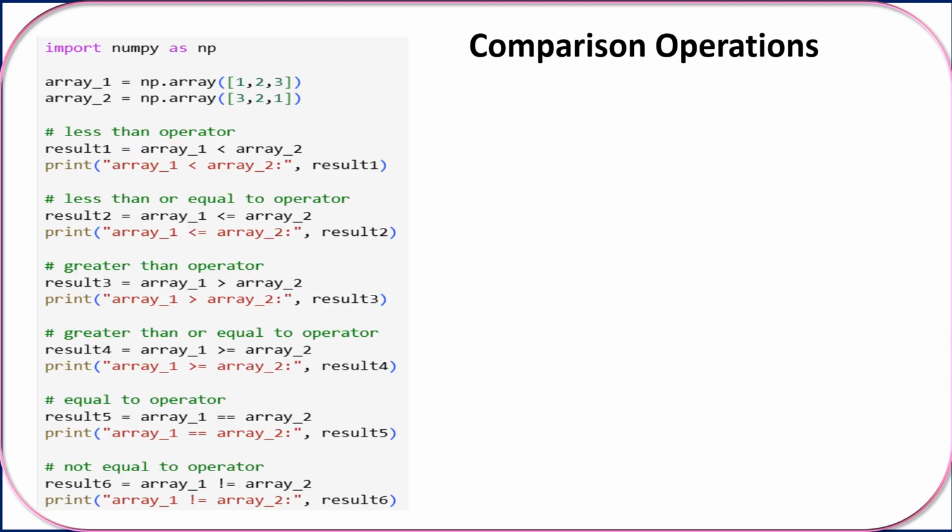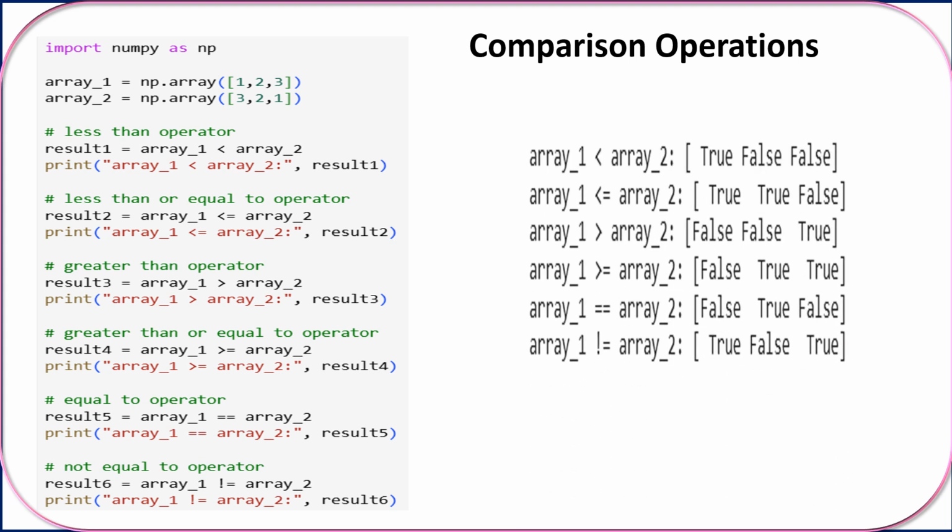So first, we are creating two different arrays. We are trying with less than. So is 1 less than 3, is 2 less than 2, is 3 less than 1. Likewise, we are checking for less than or equal to, greater than or equal to between each and every element in the two arrays. Greater than is also performed, equal to and not equal to. Let us check what the output is.